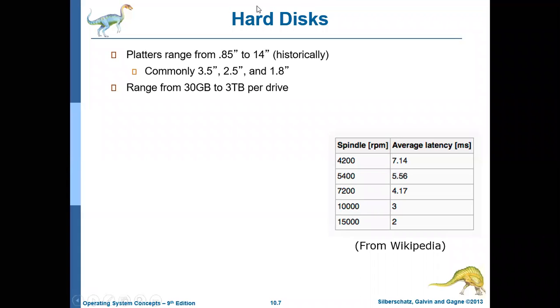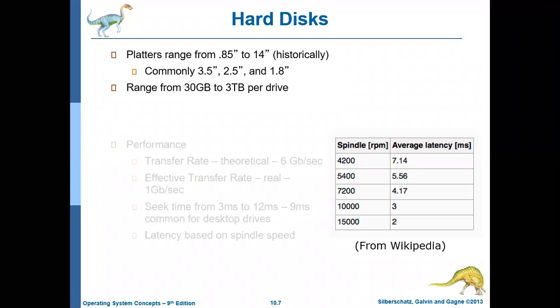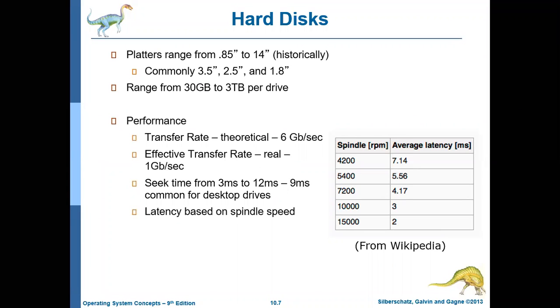Okay, fine. Let us continue. Normally the size of the platters ranges from 0.85 inches to 14 inches. And commonly the sizes of platters will be 3.5 inch, 2.5 inch or 1.8 inch. Okay, and the size of a typical hard disk will be from 30 GB to 3 terabytes.